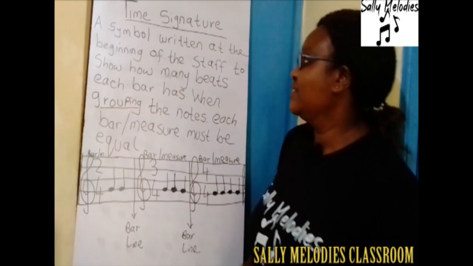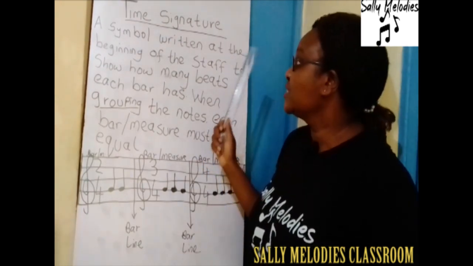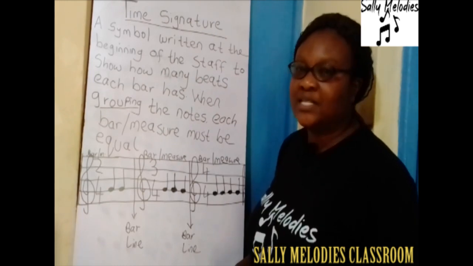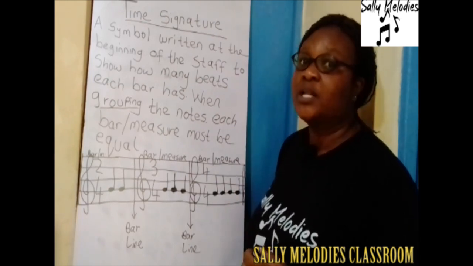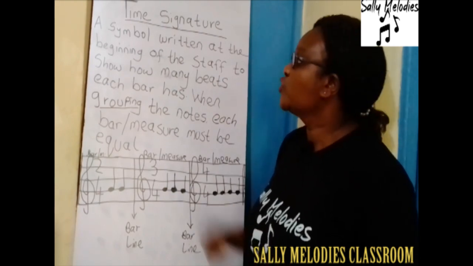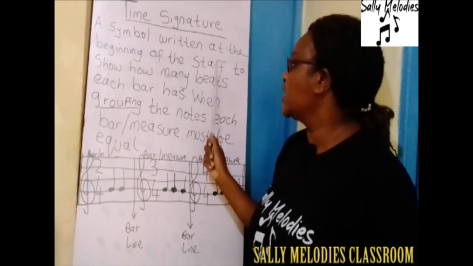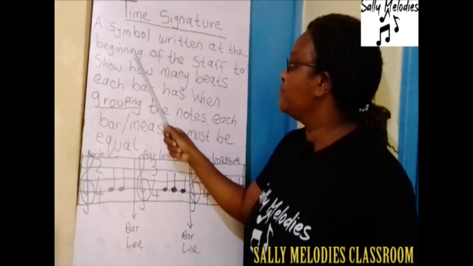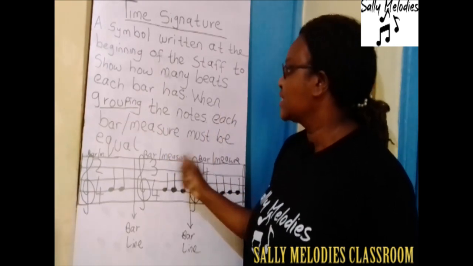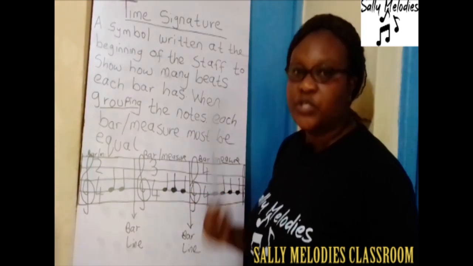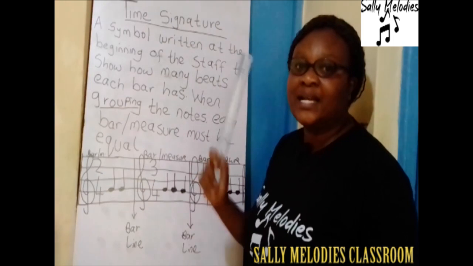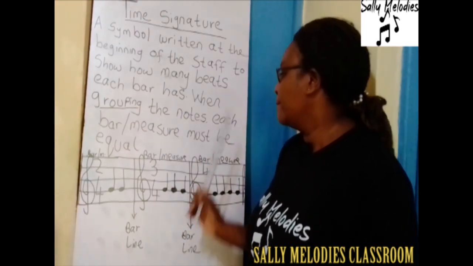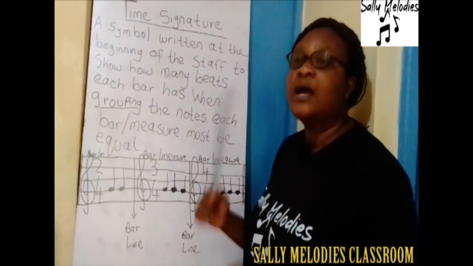Now, let's see. What is time signature? When you come across such a word, time signature, what comes into your mind? We are going to explain in a very simple way. This is just a symbol written at the beginning of the staff to show how many beats each bar has. I repeat, a symbol written at the beginning of the staff to show how many beats each bar has. And then we proceed by saying, when grouping, and you underline the word grouping, when grouping the notes, each bar or measure must be equal.